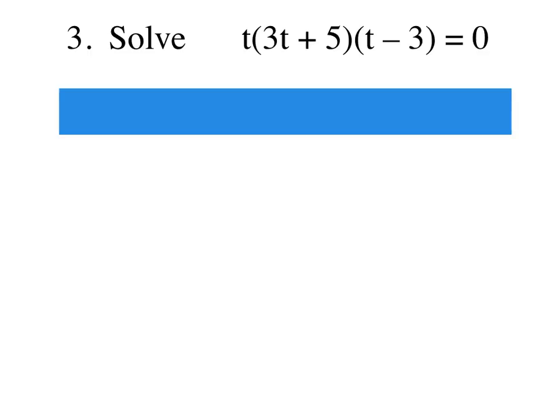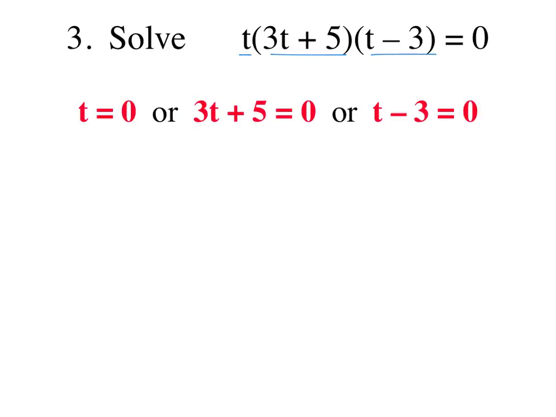So the rule is to set each factor to 0, and technically in this case we have two binomial factors, but the GCF also counts as a factor. So we're also going to take that GCF and set that to 0. So that's going to end up giving us 3 solutions here instead of 2. So t equals 0, you're kind of already done. You don't have to solve for t there.